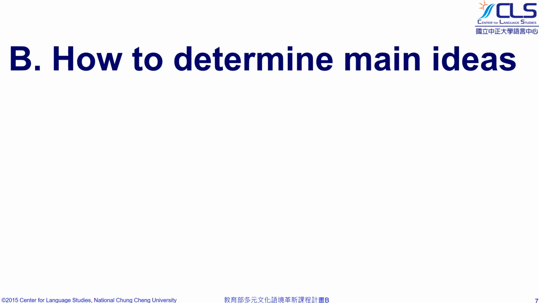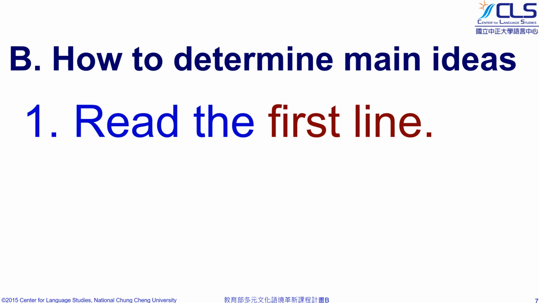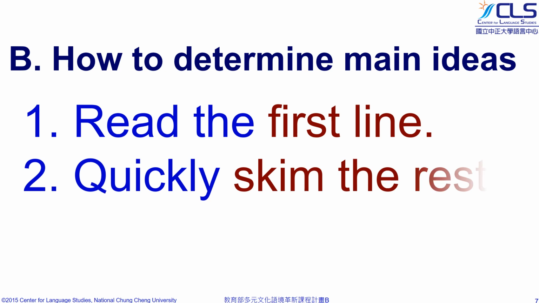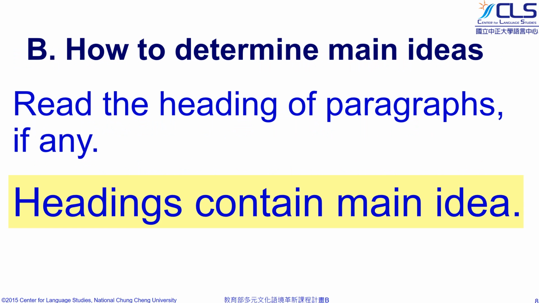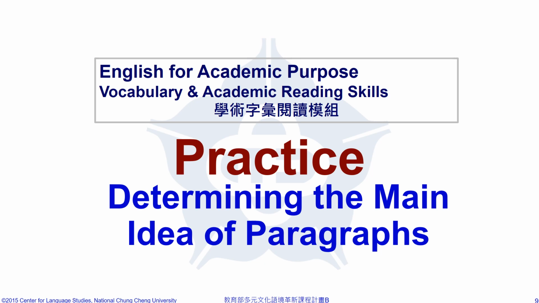To determine the main idea, we read the first line of the paragraph, and then we skim through the rest of the text quickly. Some paragraphs have a heading that carries the main idea. Therefore, we can also read the heading of a paragraph. Now, let's have a practice on determine the main idea.